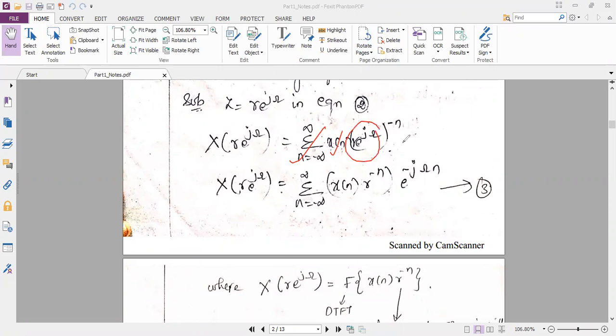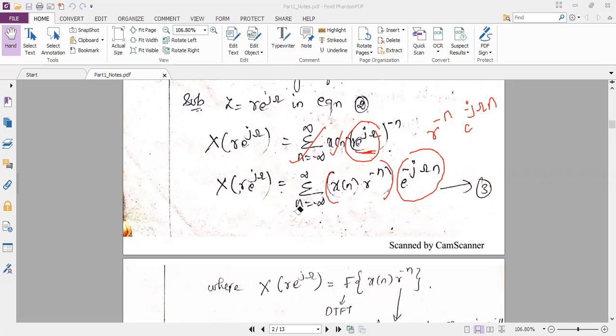Okay. So now we will just split this power. So we can write it as R power minus n and e power minus j omega n. So after splitting it, I will keep this exponential term separate. So within the bracket, I can write x of n into r power minus n. So this is your equation 3.